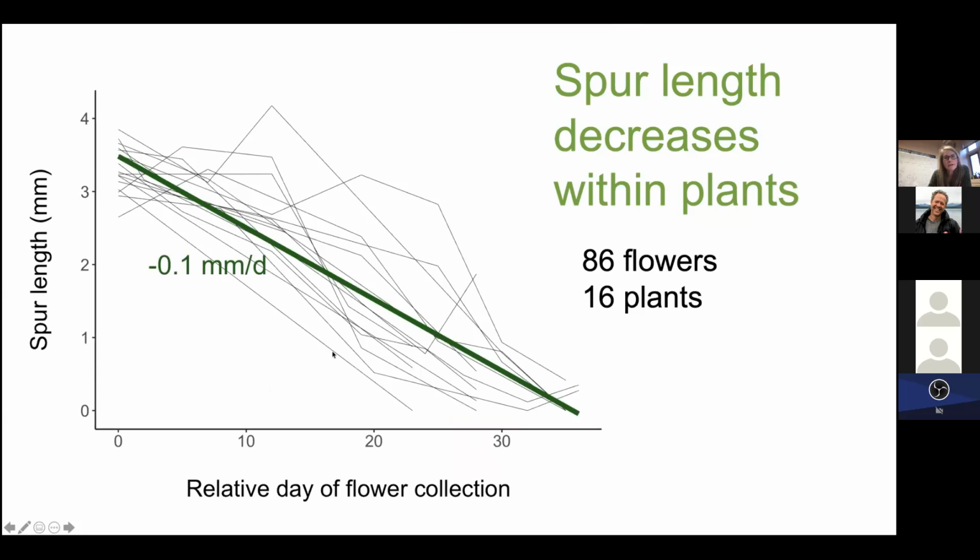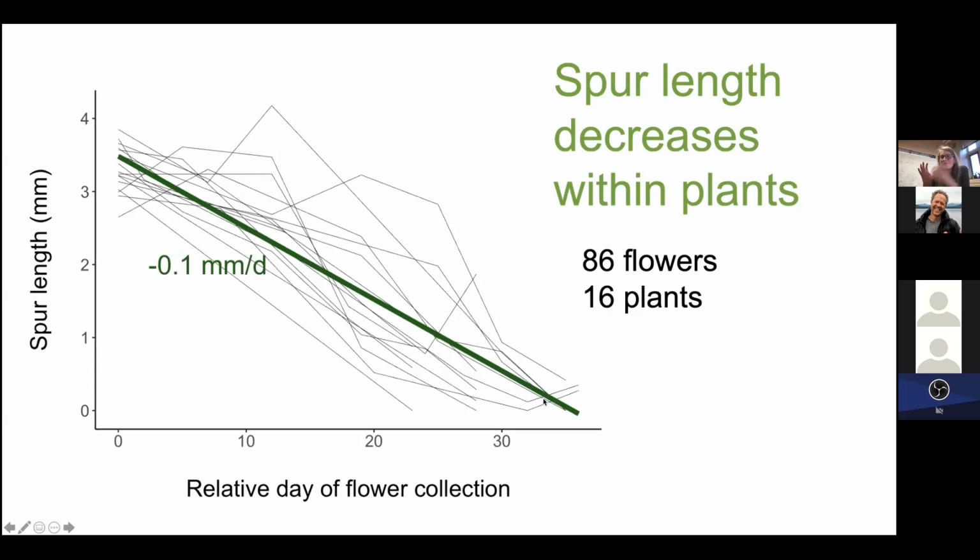The thin gray lines in this trace are showing us how spur length on the y-axis is changing with day of flower collection for each of those 16 plants. Each line is a different plant. And the dark green line is the overall average trend for the change in spur length averaged across the 16 plants. As expected, spur length is decreasing from first to last flowers. And in fact, in the very last flowers to produce, they had hardly any spur at all, right? These values are pretty close to 0.